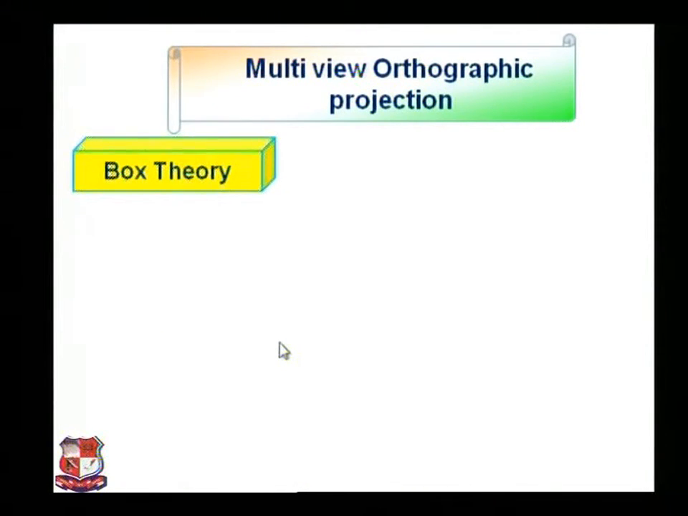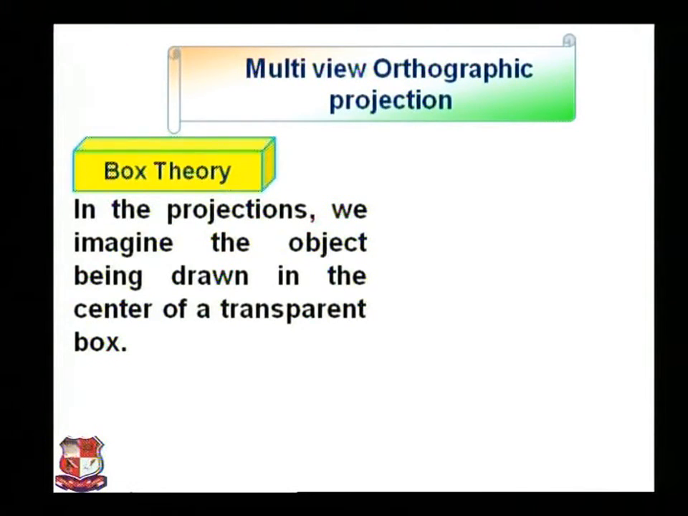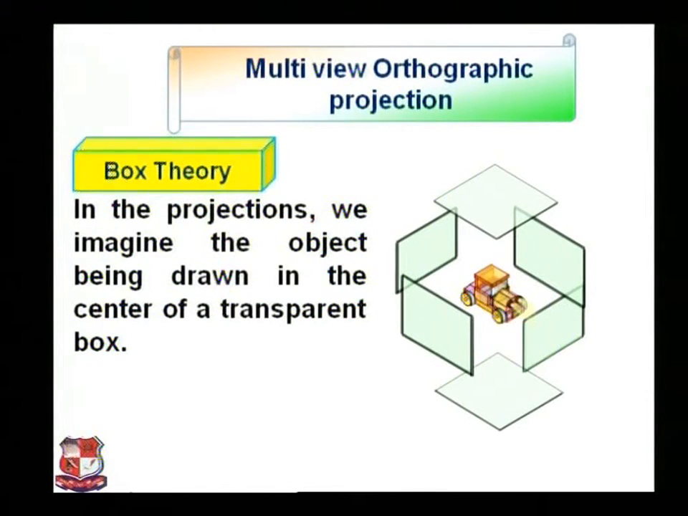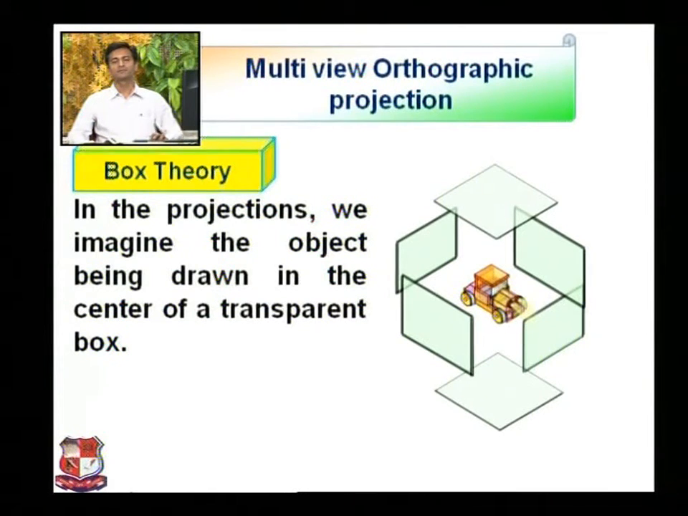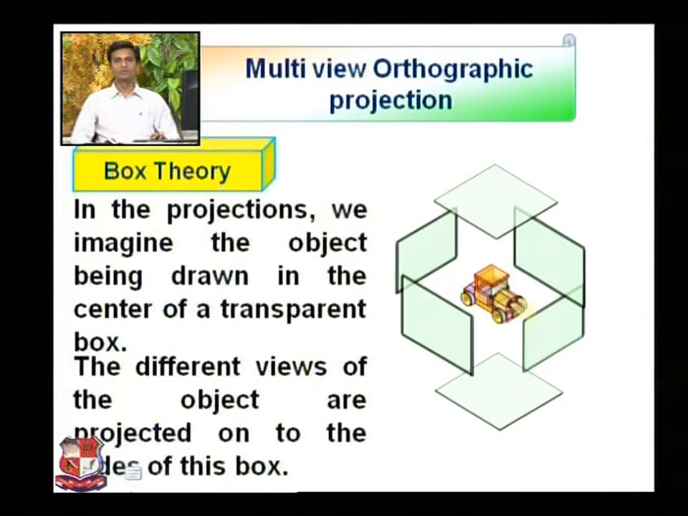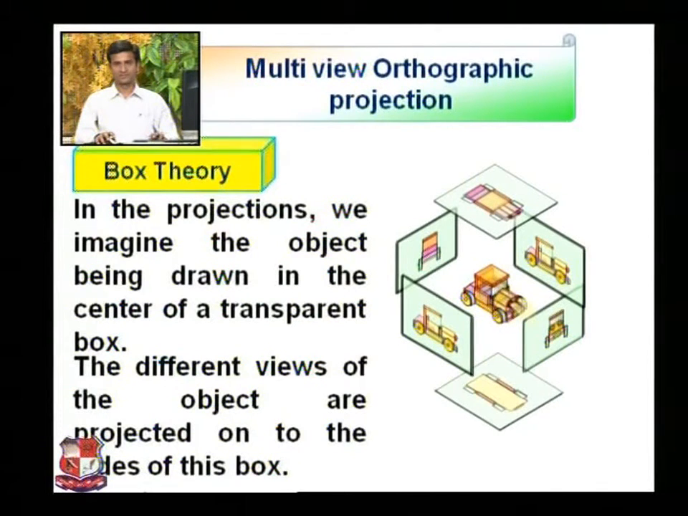Now for multi-view orthographic projections, box theory is employed. Now what is box theory? Let us take some practical examples to represent this box theory. In the projections, we imagine the object being drawn in the center of a transparent box like this. This is the object which is inside the center of the transparent box, and the different views of the object are projected on the sides of this box like this: 1, 2, 3, 4, 5 and 6. So these are the 6 views of this object.